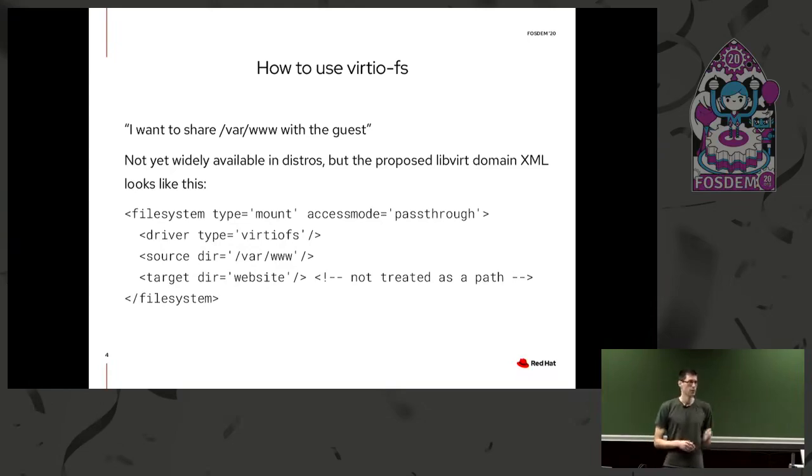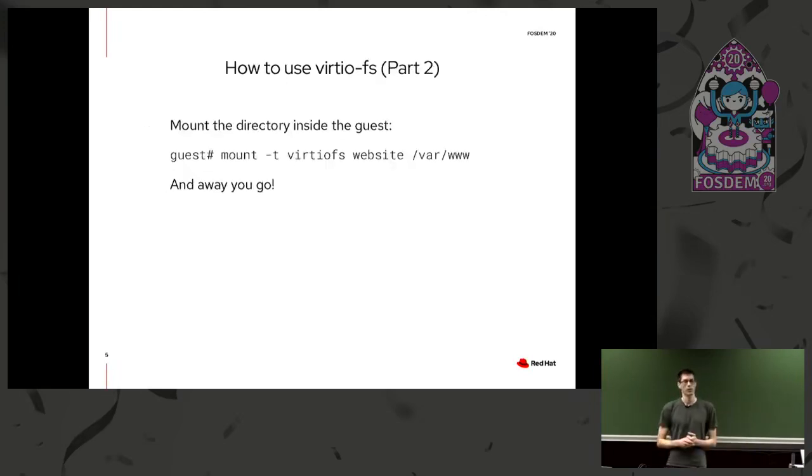So here's the libvirt XML that passes through /var/www to the guest. And we can name that virtio device, and here we name it website. So that when we're inside the virtual machine, all you have to do to set it up is say mount virtio website and then the directory where you want to have it. And now this virtual machine has that directory from the host mounted inside the guest. Applications run as normal. There's really nothing special after that. You just have access to the files.